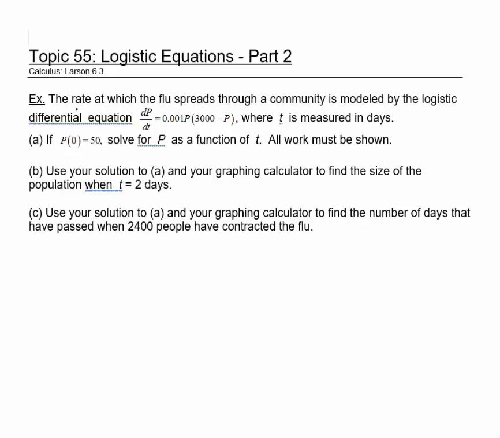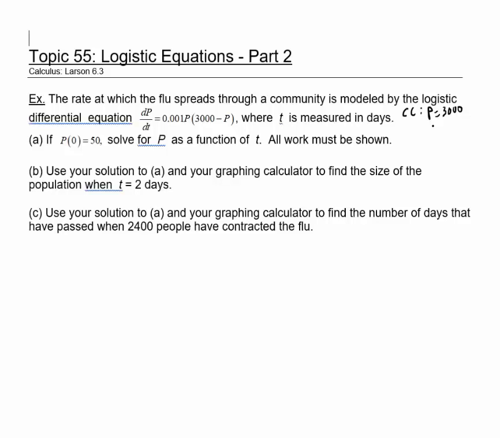So the rate, which again means derivative, at which the fluid spreads through a community is modeled by the logistic differential equation dP/dt equals 0.001 P times (3000 minus P). First thing you should be thinking is, where is the carrying capacity? Nice thing about this one, it's already factored for you. The carrying capacity is when the factor 3000 minus P equals 0, which is obviously when P is equal to 3000. So my carrying capacity is P equals 3000.